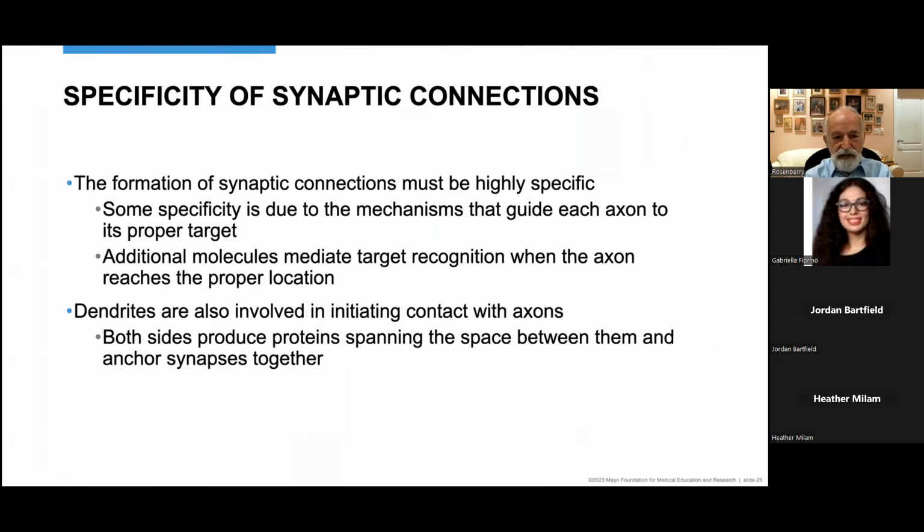The formation of synaptic connections must be highly specific. Some specificity is due to the mechanism that guide each axon to its proper target. Additional molecules mediate target recognition when the axon reaches the proper location. Dendrites are also involved in initiating contact with axons. Both sides produce proteins spanning the space between them and anchor synapses together. Next slide.